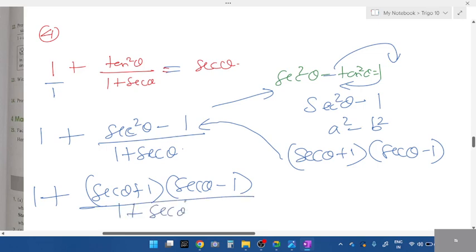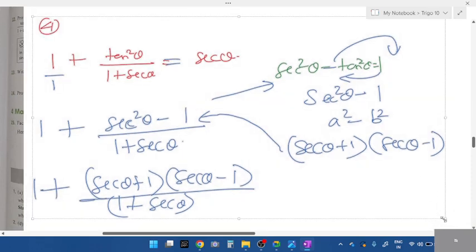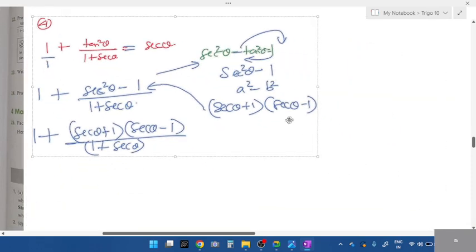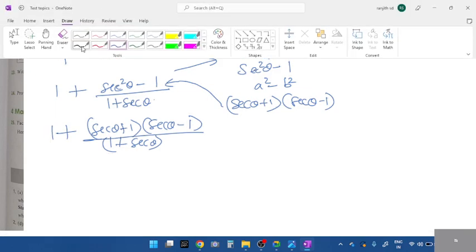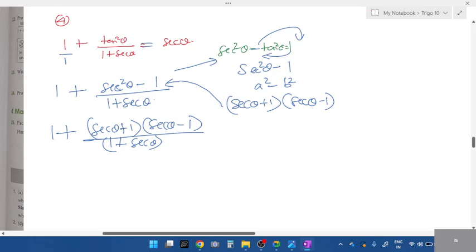Which one gets cancelled? Tell me which one gets cancelled. Nobody understood this? You all didn't understand how to solve? Which one gets cancelled, students? Which value gets cancelled here? These two get cancelled, right? What is left? 1 plus sec theta minus 1. What is 1 plus 1 and minus 1? Even they get cancelled. What's the answer left?